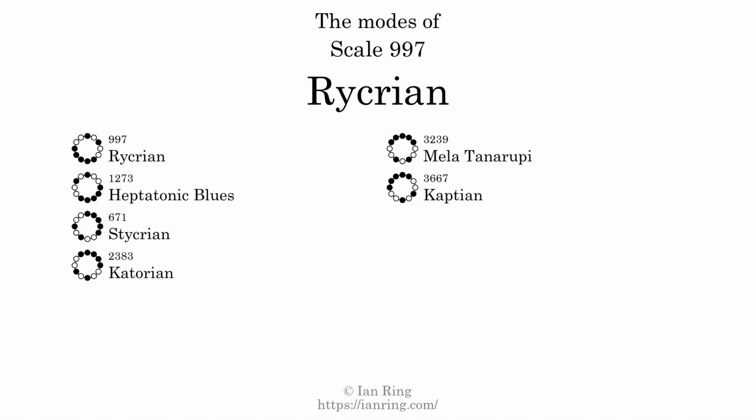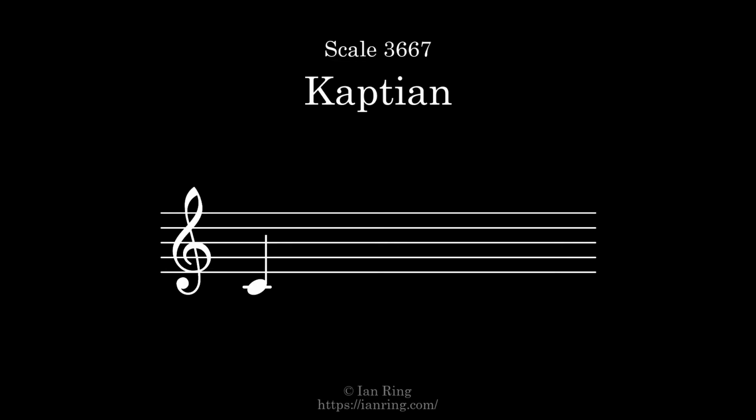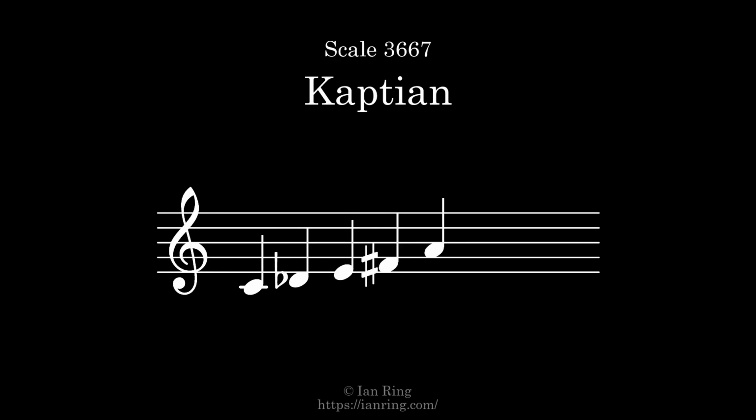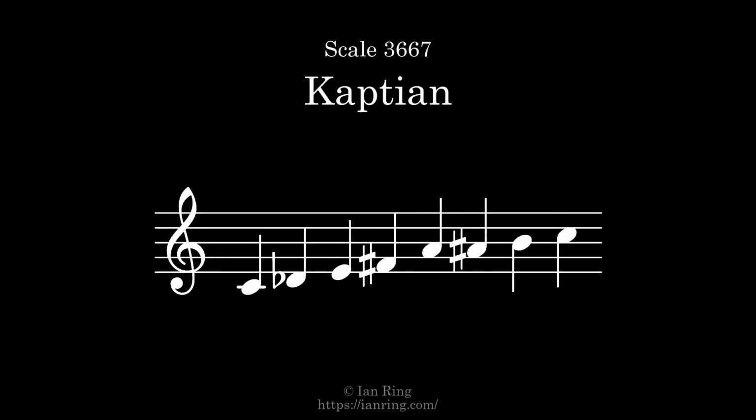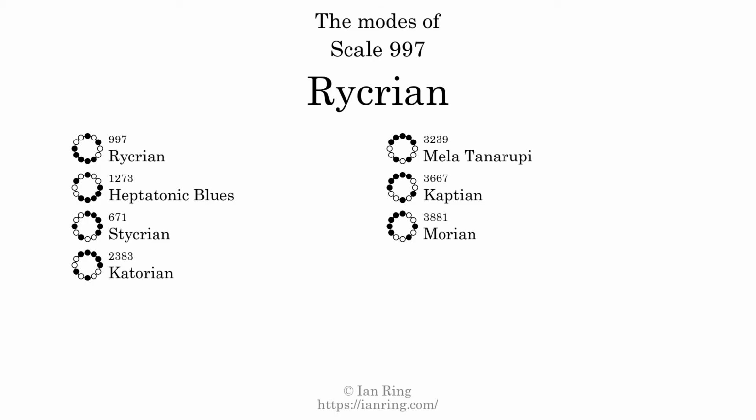The sixth mode is scale 3667, also known as caption. It sounds like this. The seventh and last mode is scale 3881, also known as Mauryan. It sounds like this.